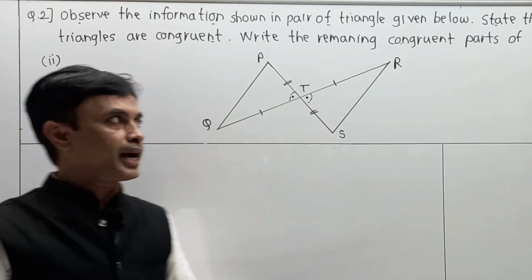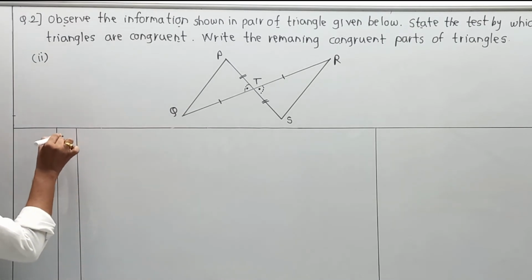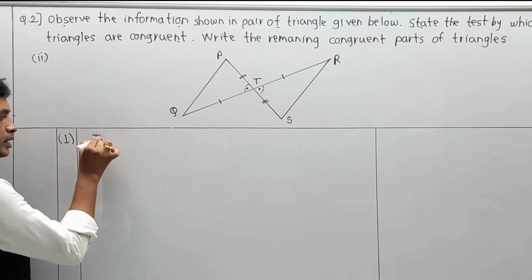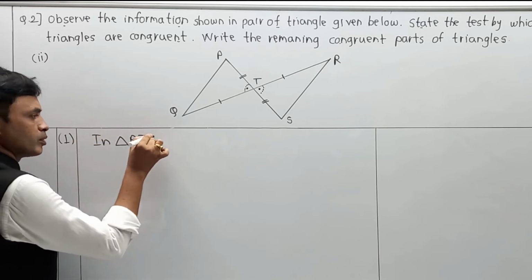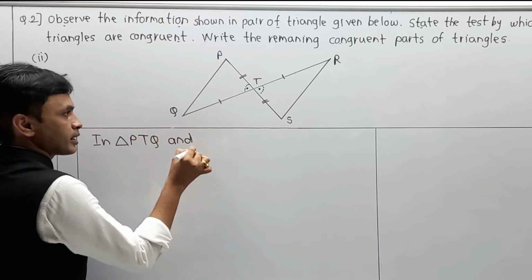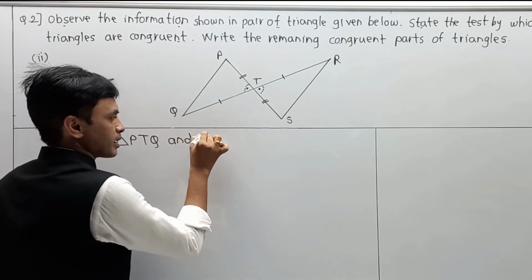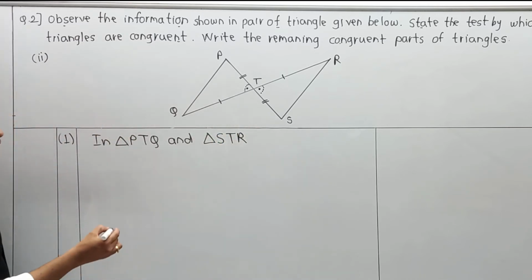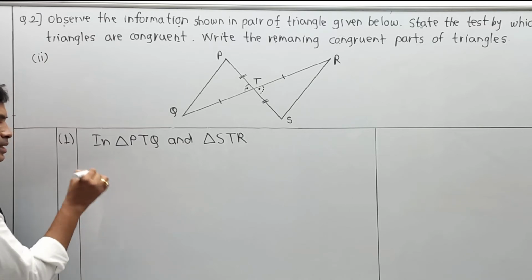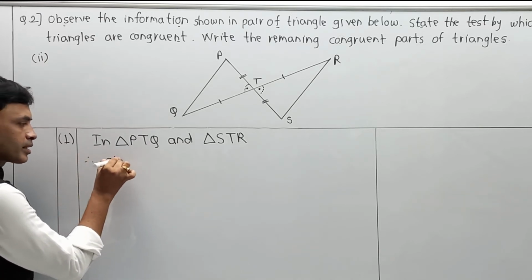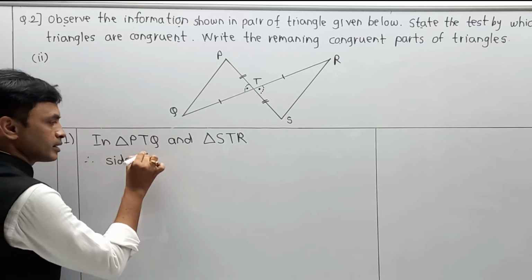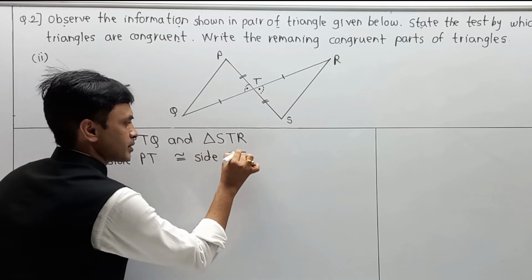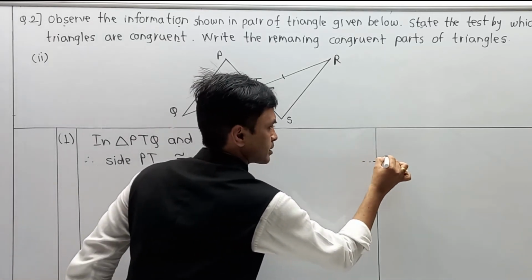Writing that part over here as the declaration. So first, in triangle PTQ and in triangle STR, one by one, segment PT congruent to segment ST, or you can say side PT is congruent to side ST. They have given, so I am going to write it as the reason: given.